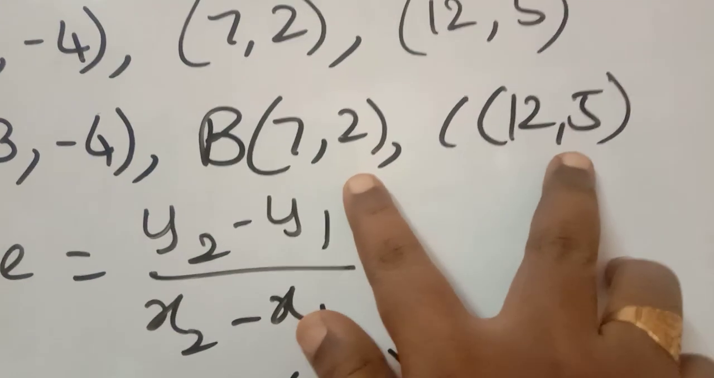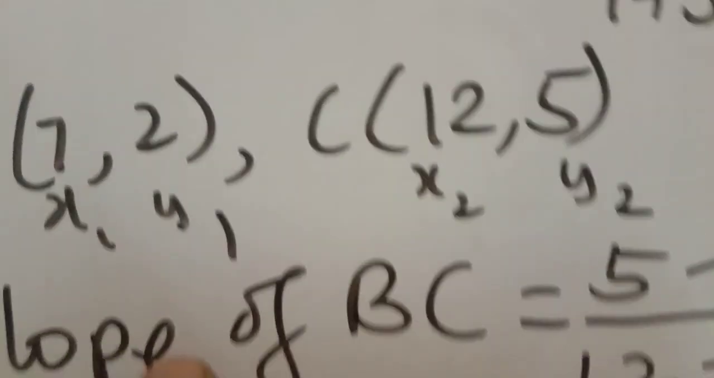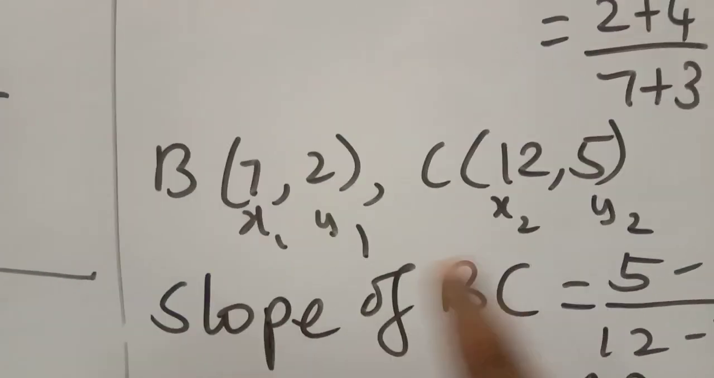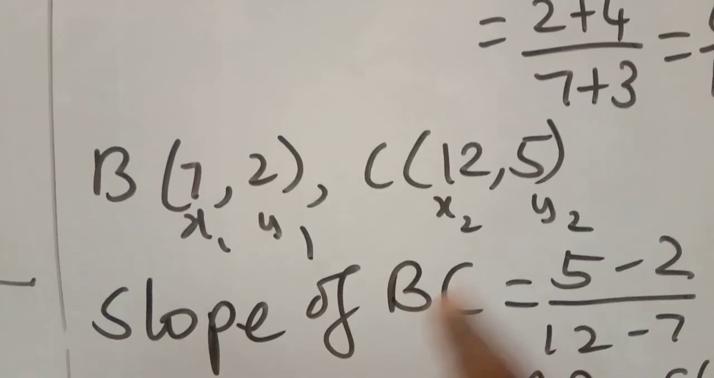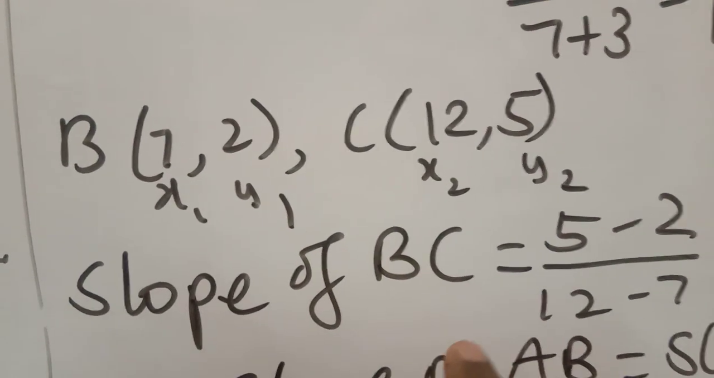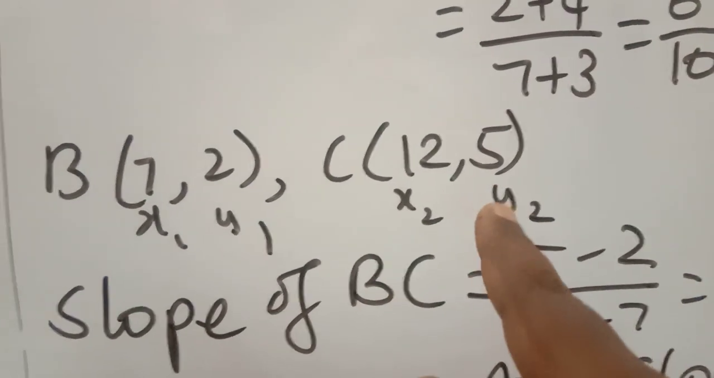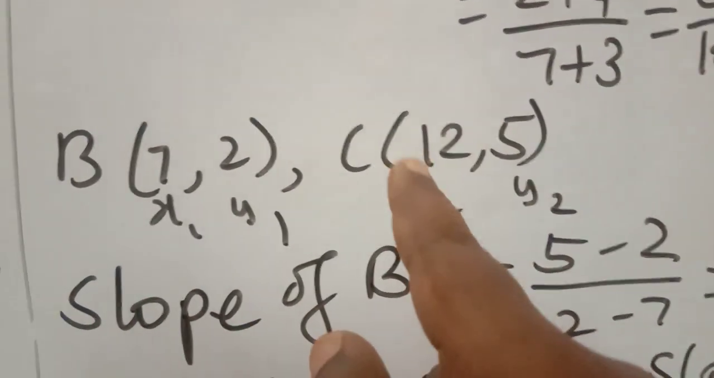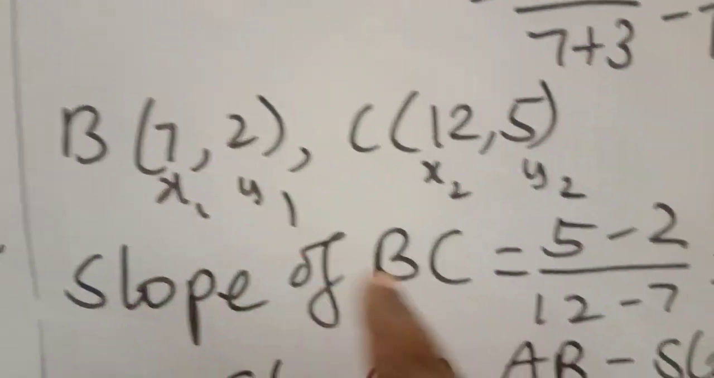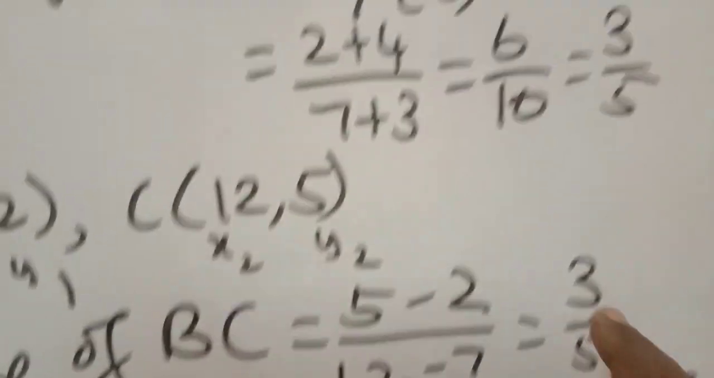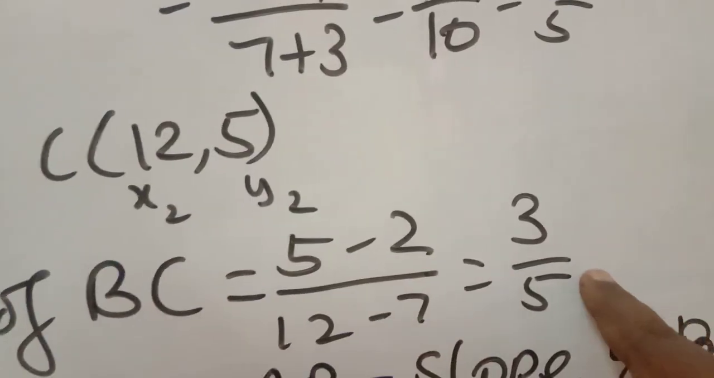Write down the points B and C, 7, 2 and 12, 5. Mention it as x1, y1, x2, y2. Now the slope of BC is equal to y2 minus y1, 5 minus 2, by x2 minus x1, 12 minus 7. So again 3 by 5. See, this is 3 by 5, this is also 3 by 5.